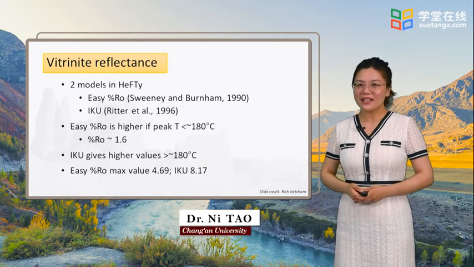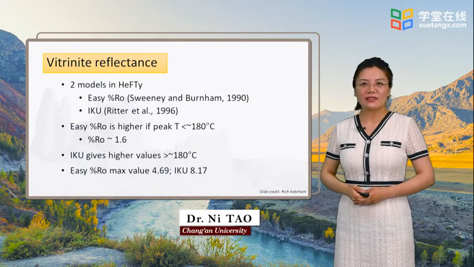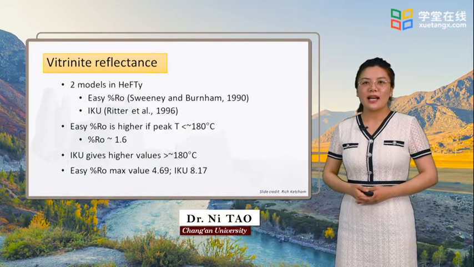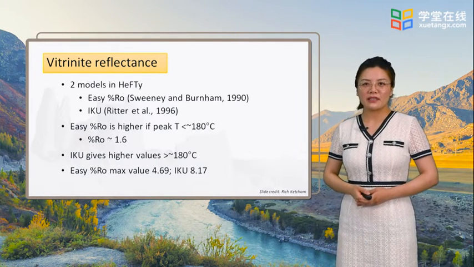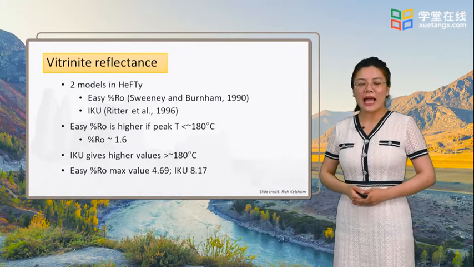The vitrinite reflectance data can be taken into account in the HeFTy program, and there are two models of vitrinite reflectance in HeFTy: EasyRo and IKU.